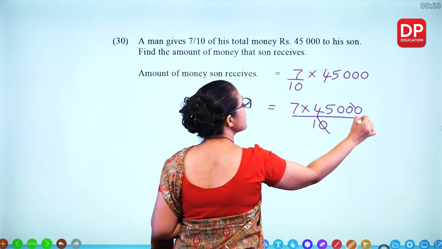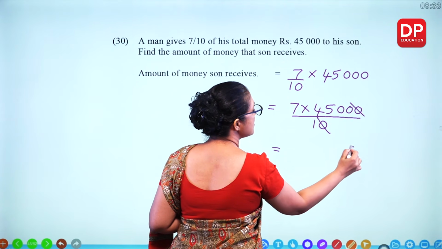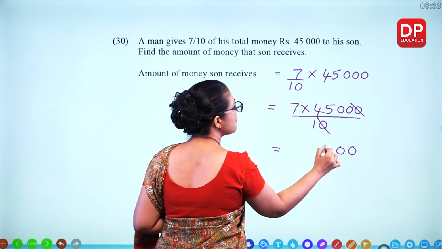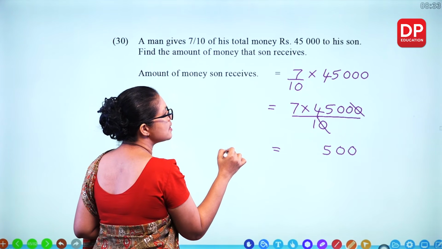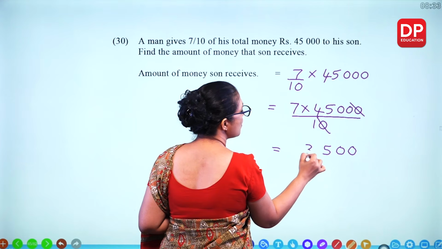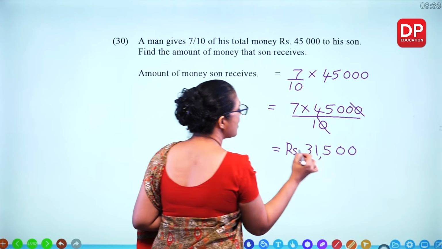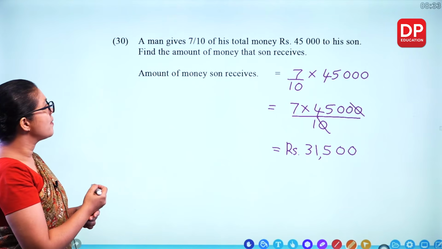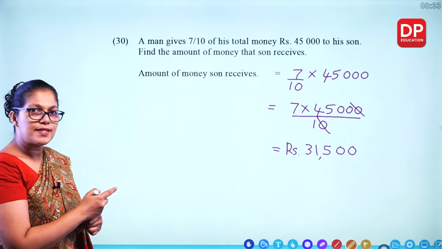1 0 get cancelled out. So when you multiply by 7, 0 0. 7 times 5, 35. 7 times 4, 28. 29, 30, 31. So what's the amount? 31,500 rupees. That's the amount that son receives.